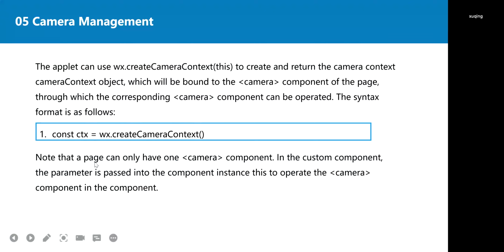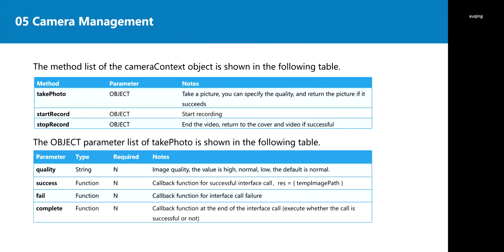Pay attention that a page can only have one camera component. And in the custom component, the parameter is passed into the component instance this to operate the camera component in the component. Here we have a method list of the camera context object. Here we have three methods: takePhoto, startRecord, and stopRecord.